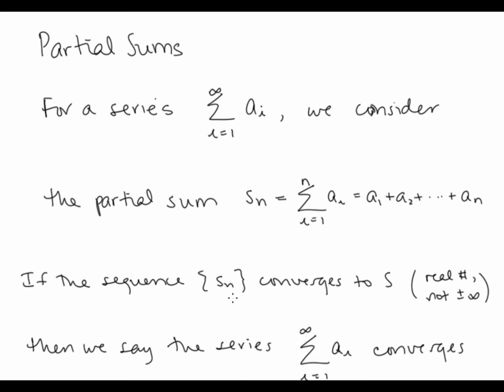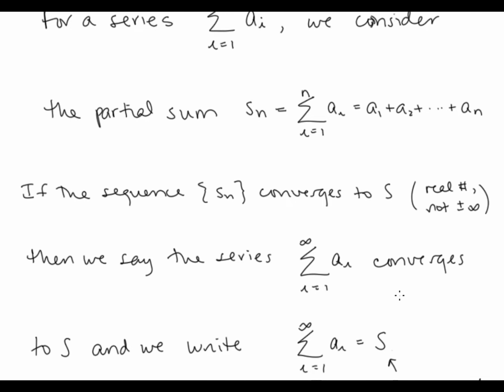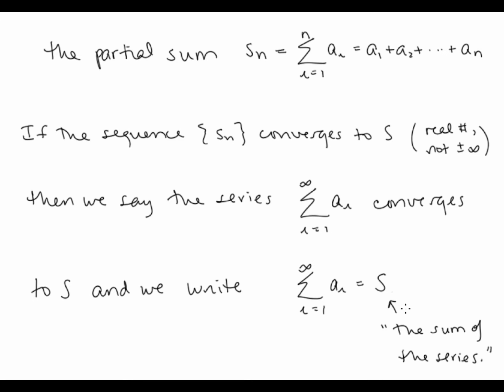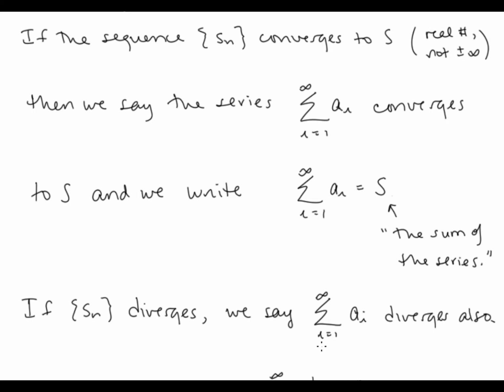So if the sequence of partial sums converges to a number s, and that's a real number, not positive or negative infinity, then we say that our series converges to s. And we write the summation of a sub i going from 1 to infinity is equal to s. And s is called the sum of the series. If that sequence of partial sums does not converge, if it diverges, we say the series also diverges.